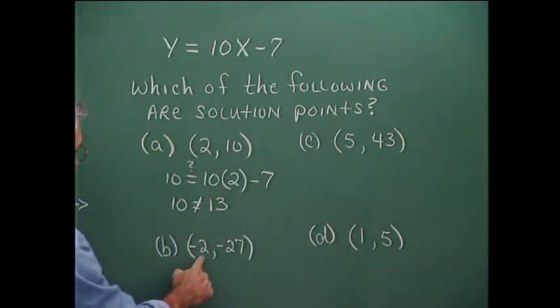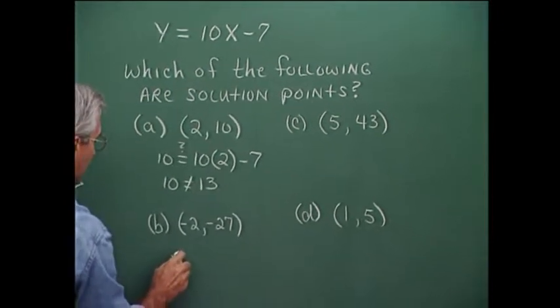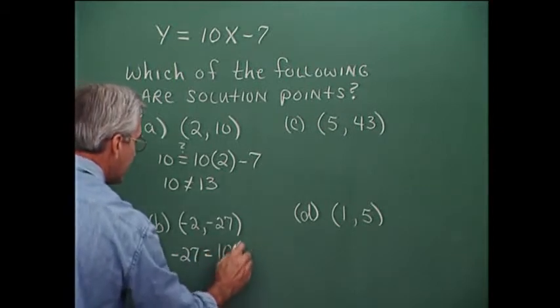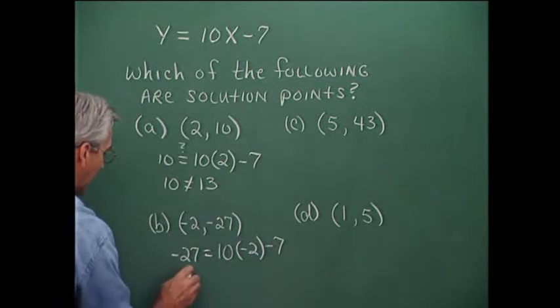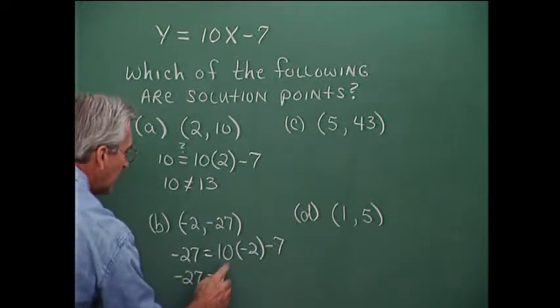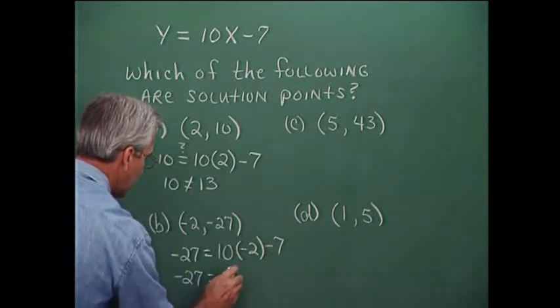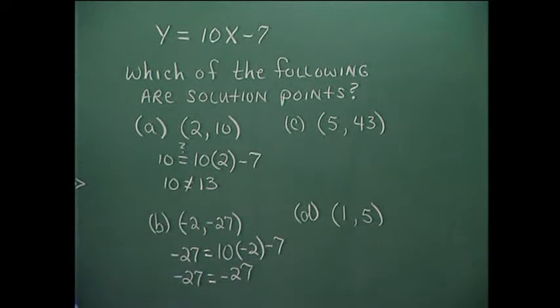How about the point negative 2, negative 27? Well, if y is negative 27, I'll replace y with negative 27 and x with negative 2. And I evaluate on the right side. 10 times negative 2, negative 20. Negative 20 minus 7, that's negative 27. We have a true statement, and therefore this is a solution point. So that's the whole idea here.